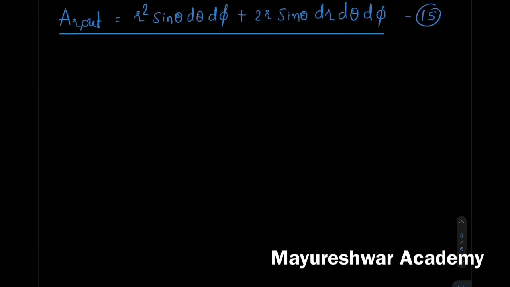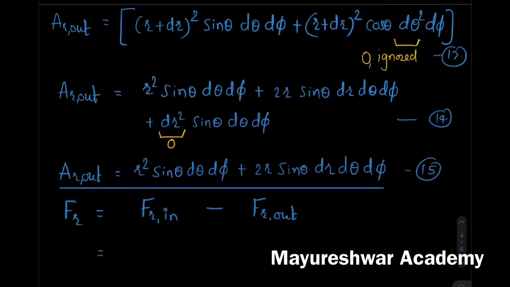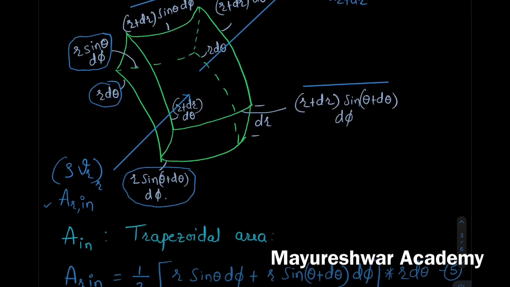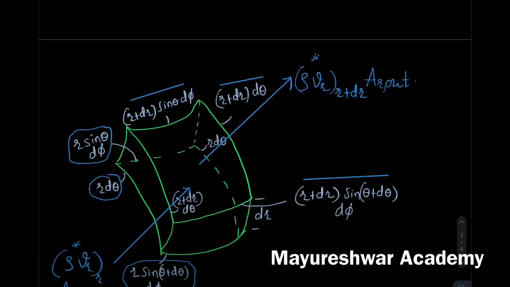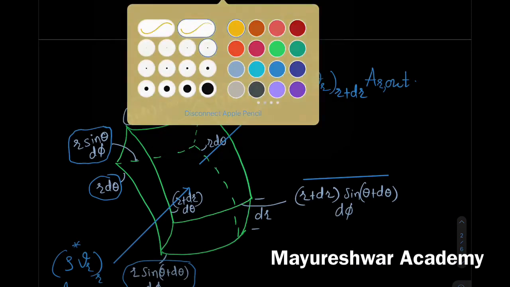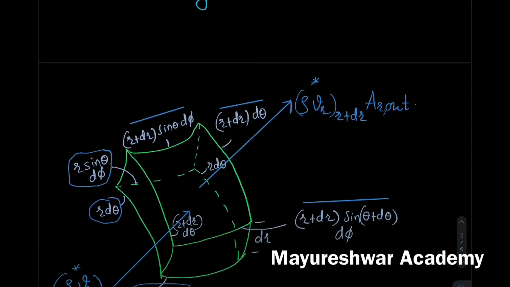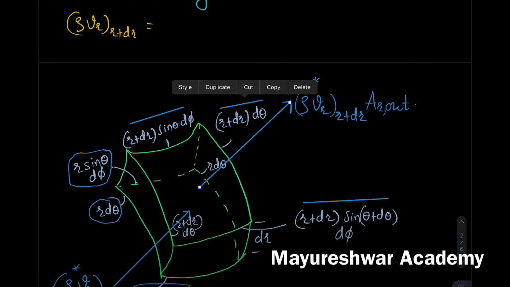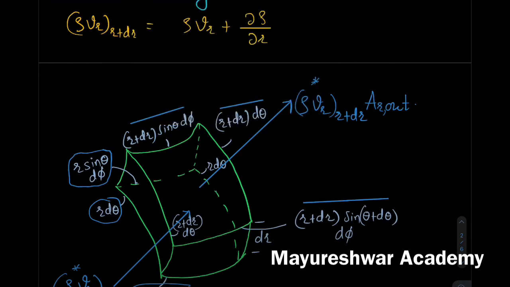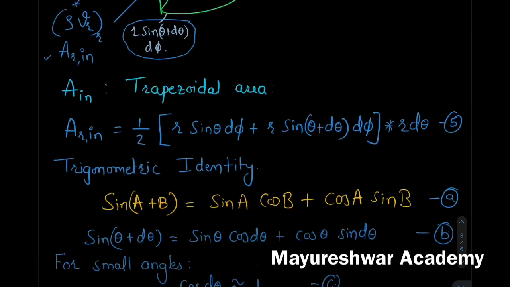Now let us directly write down the flux component along the radial direction, flux r in minus r out. We already know that it is rho vr multiplied by the area in, and rho vr at r plus dr. From Taylor series, this is going to be rho vr plus partial over partial r of rho vr into dr. Let us call this Roman 1.